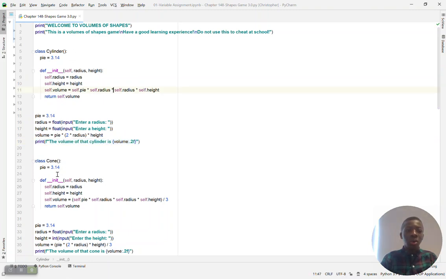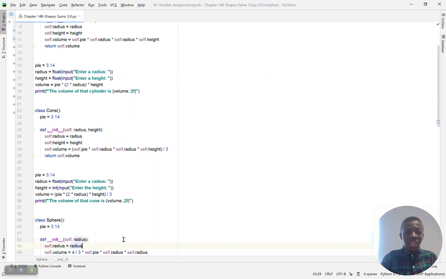And then the cone. The cone is 1/3 of the cylinder, and the cylinder is 3 times the cone. So self.radius equals radius and self.height equals height. So the volume is the same, pi r squared h divided by 3. So that means it's also known as 1/3 times pi r squared h. And that's why it's like this. So radius equals radius and height equals height. There we go.